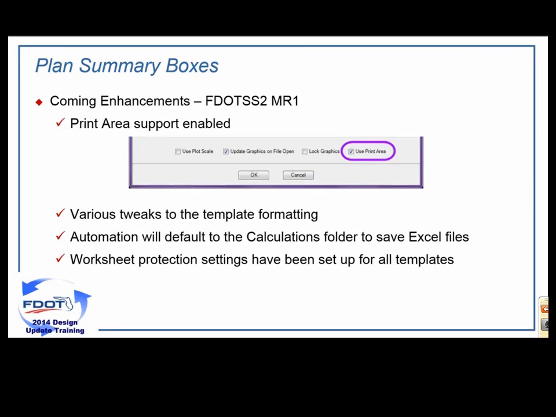Another enhancement that we've added is that if you're using the automation, which is the create new from quantities option, when you're creating your links in Link Data Manager, the default location that it will save your Excel file to is now the calculations folder, because all of those Excel files that are created through that portion of the tool need to be saved to that particular folder.